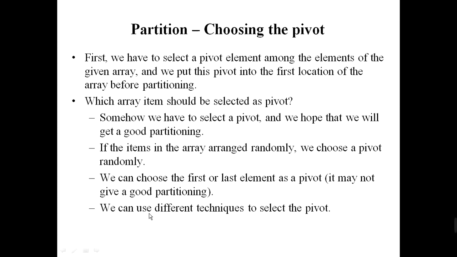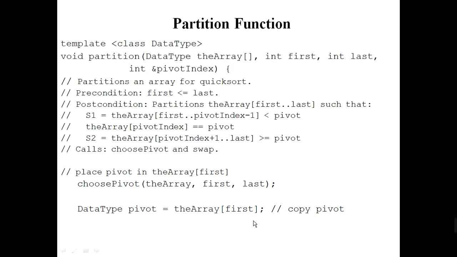Right away we can take the first element or the last element as the pivot element, but it's not always correct, so you have to check all the elements. But if you say partitioning with the first element or last element, that is the logic used in quicksort. So we can use a different technique to select a pivot element.